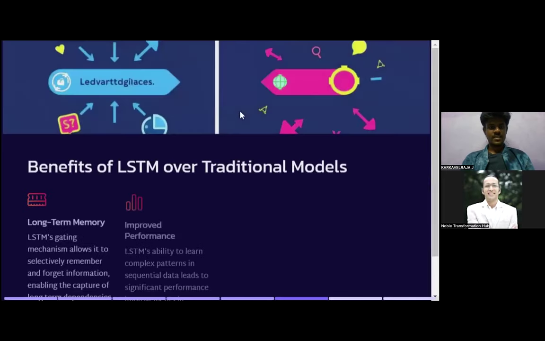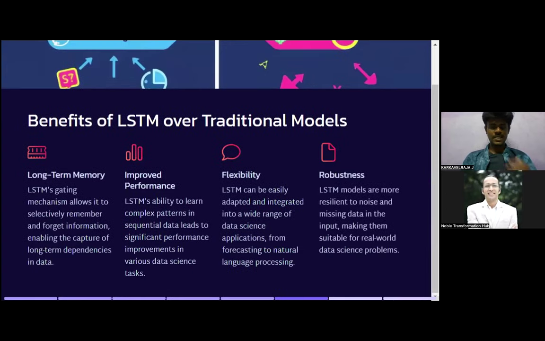Okay. Benefits of LSTM over the traditional models. I hope you guys already know, but let's put it in words. Long-term memory: LSTM's gating mechanism allows it to selectively remember and forget information, enabling the capturing of long-term dependencies in the data. LSTM has something unique called the forget gate, which will forget the unnecessary information. So it is able to keep a context, which is very, very important.